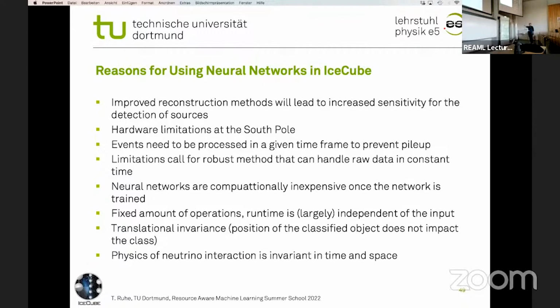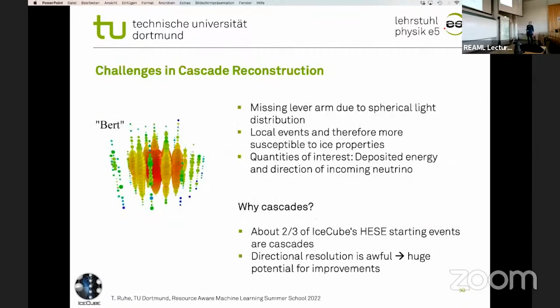And well, they exhibit translational invariance. So the position of the cat, if you're trying to classify a cat, does not impact that an image was classified as a cat. And we try to exploit this in a way by saying that the physics of the neutrino interaction is invariant in time and space. So the first point where this was applied is cascade reconstruction. Why cascades, you can ask?